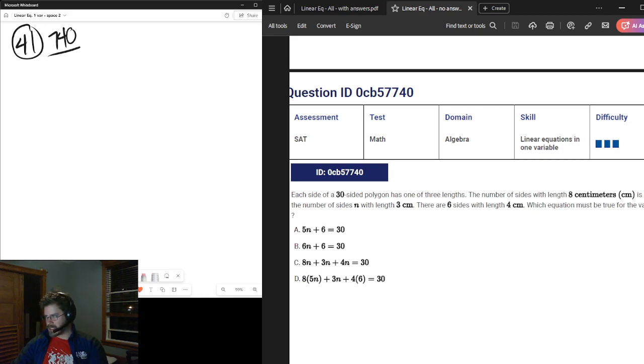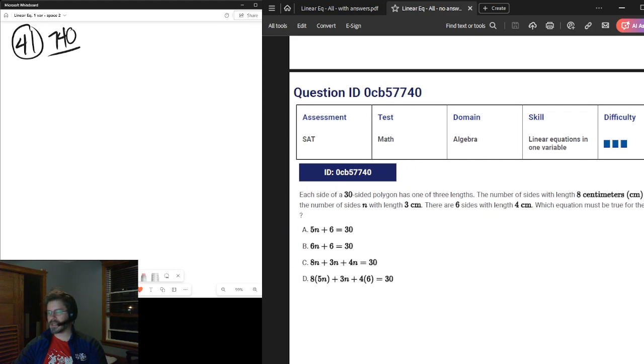Each side has one of three lengths. The number of sides with length 8 is 5 times the, okay, here we go. This is building an expression just like we see in our answer choices. So the sides with length 8, let's call those E, is 5 times the number of sides N with length 3.